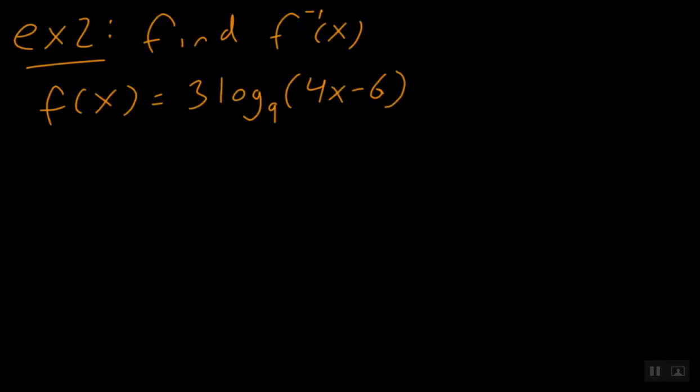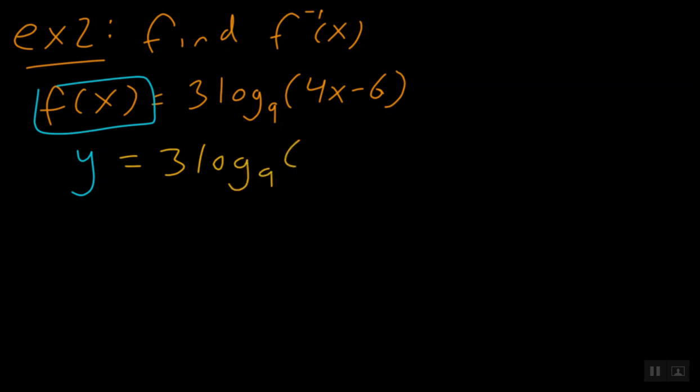Okay, here we have example 2. We want to find f inverse of f of x equals 3 log base 9 of 4x minus 6. Now we know that we're always going to start this off by simply rewriting our f of x as y. And here, guys, I'm going to be a little bit better on my colors. Sometimes when I'm going through these examples for the first time, I don't really have a coherent color scheme.